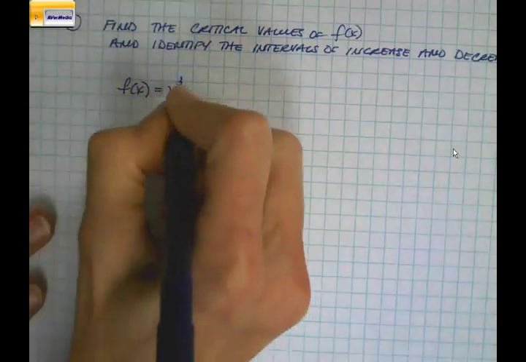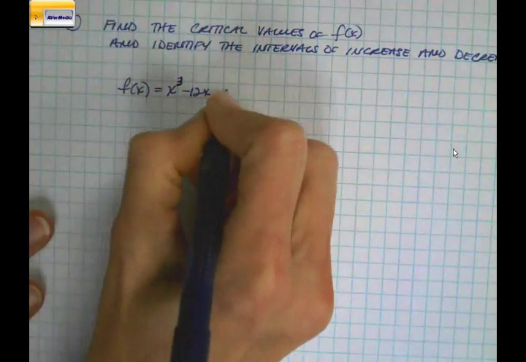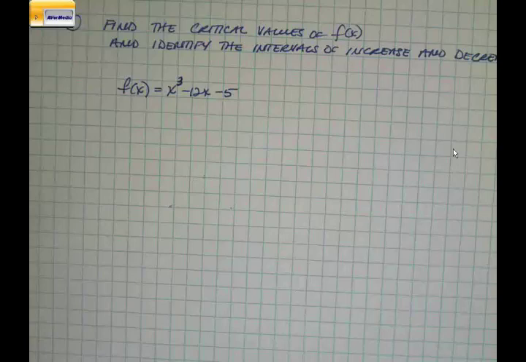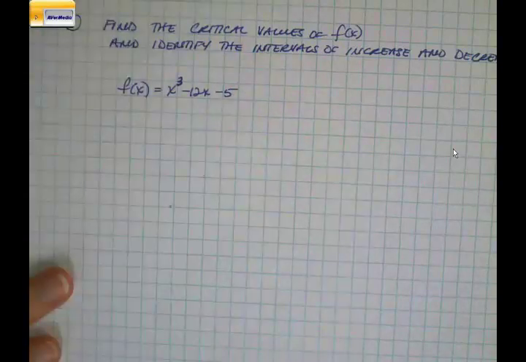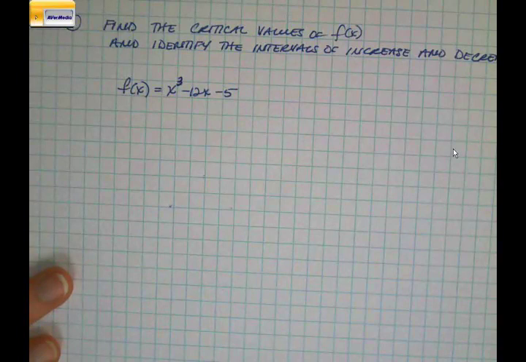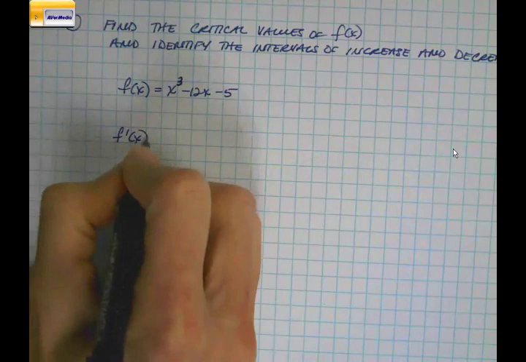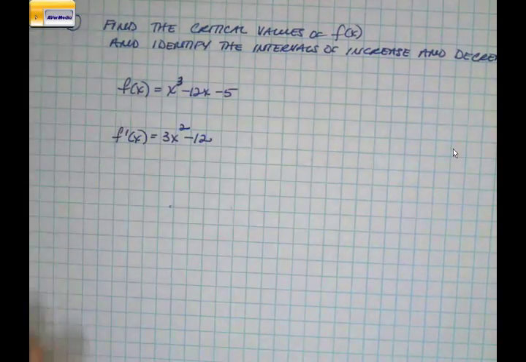Okay, so this is your function. This is a cubic function, a third degree polynomial: x cubed minus 12x minus 5. It is continuous, it is differentiable, there's nothing wrong with this cubic function. So we're going to find the first derivative, and then determine where the first derivative is negative and where it's positive, so that we can say where the original function is increasing or decreasing. The first derivative is 3x squared minus 12.